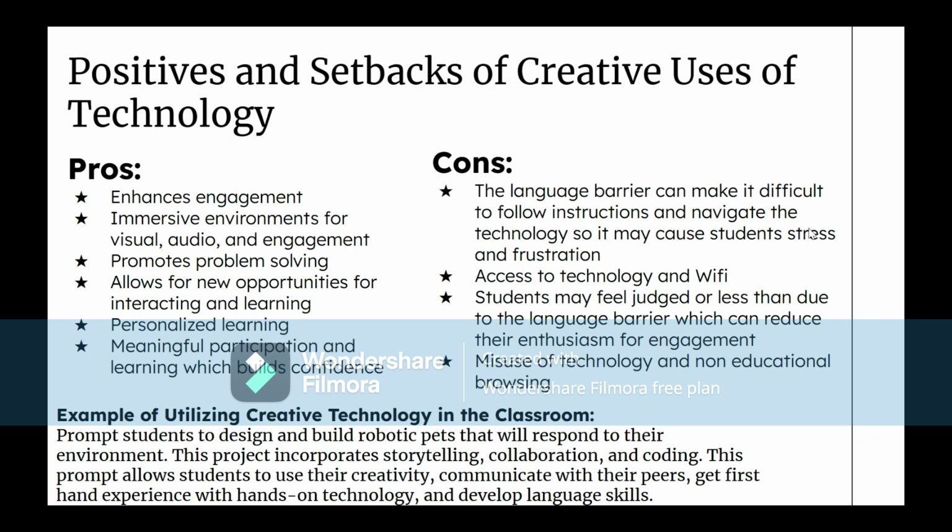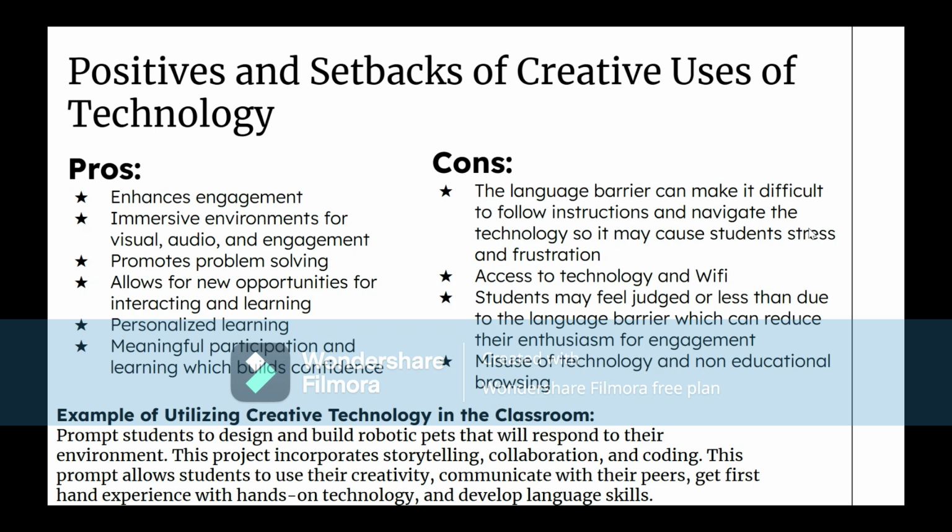To continue, an example of utilizing creative technology in the classroom is to prompt students to design and build a robotic pet that will respond to their environment around them. This project incorporates storytelling, collaboration, and coding. It allows students to use their creativity, communicate with their peers, get firsthand experience with hands-on technology, and also develop their language skills.